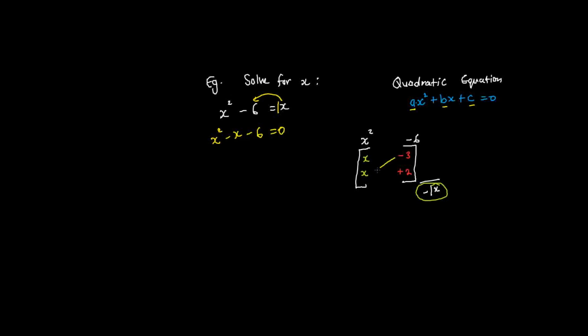Negative 3 times x, so I'm cross multiplying. Negative 3 times this x gives me negative 3x, right? And positive 2 times this 1x gives me plus 2x. So it gives me the middle term of negative 1, because negative 3x plus 2x gives me negative 1x.